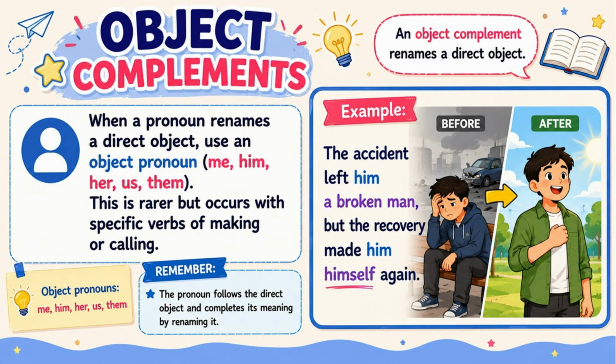Object complements. When a pronoun renames a direct object, use an object pronoun: me, him, her, us, or them. This is rarer but occurs with specific verbs of making or calling. Remember, the pronoun follows the direct object and completes its meaning by renaming it. For example, the accident left him a broken man, but the recovery made him himself again.